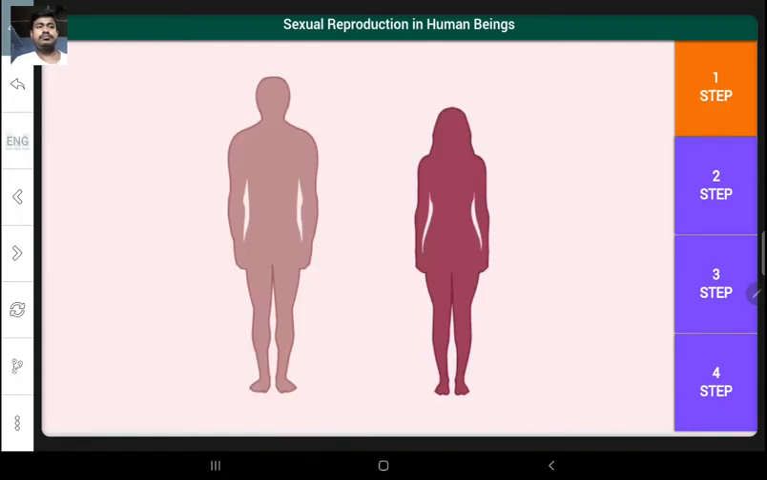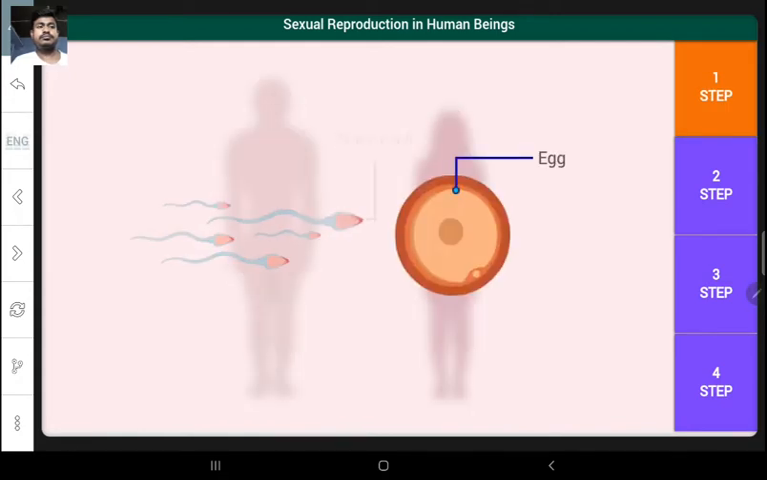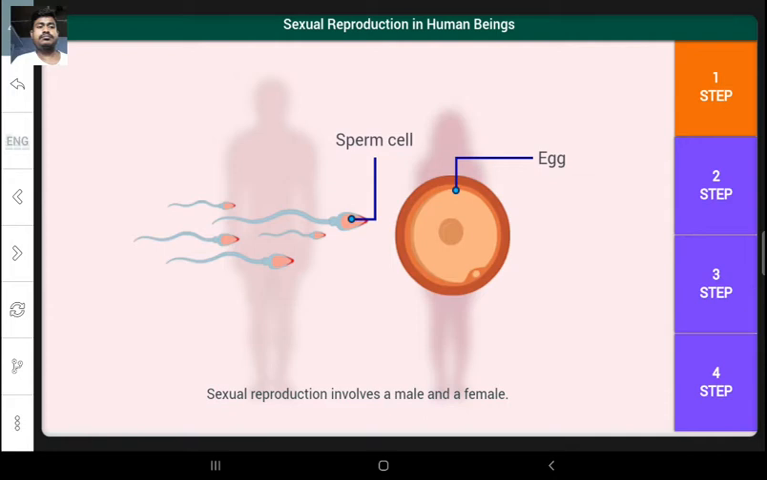The human reproductive process involves a male and a female parent. The male and female both produce cells called gametes. The male gamete is known as sperm, and the female gamete is called an egg.